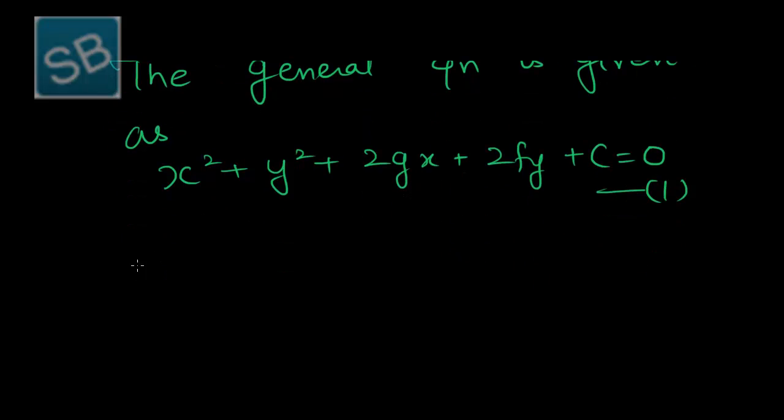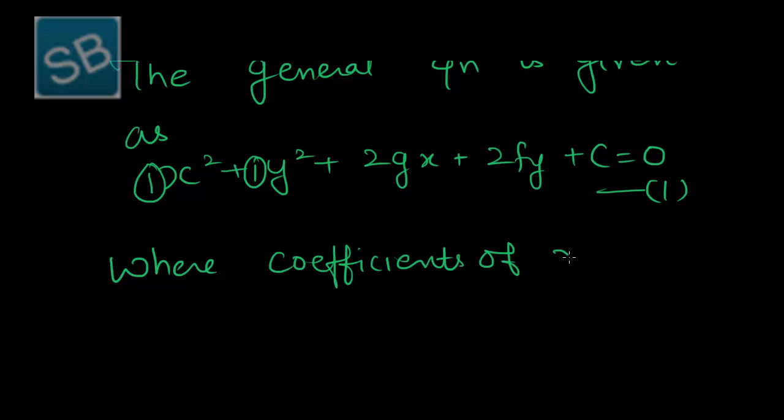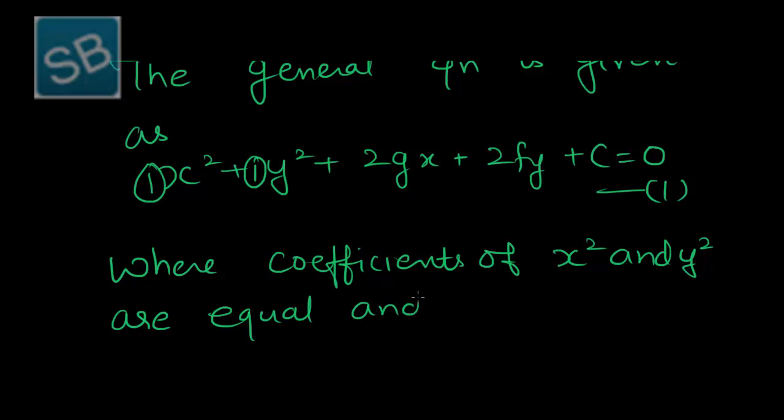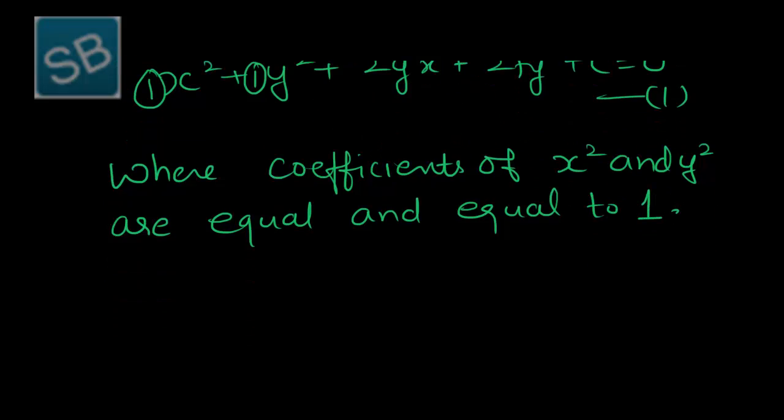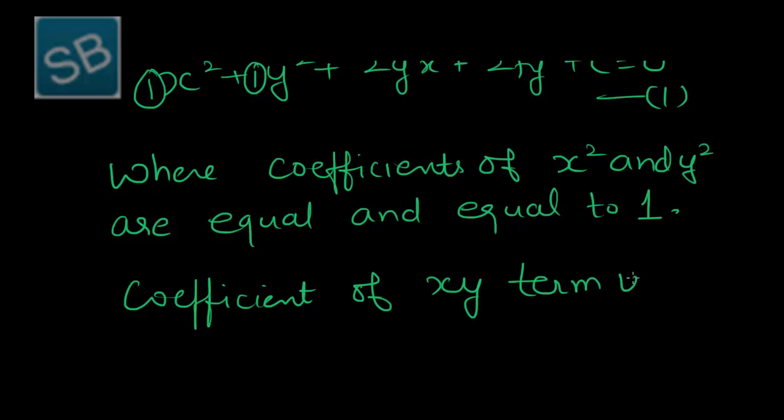In this we can see the coefficient of x square and the coefficient of y square are equal and equal to 1, and in this we see there is no product term, that is, the coefficient of the xy term is 0.